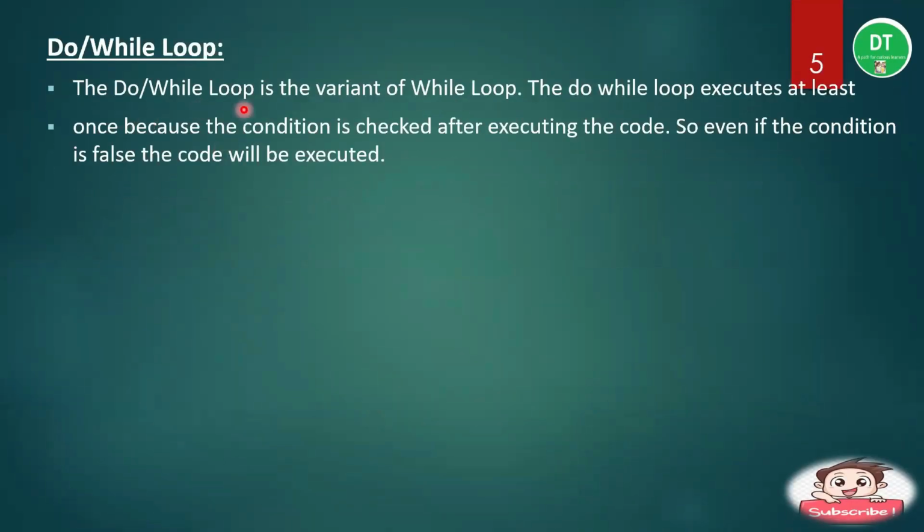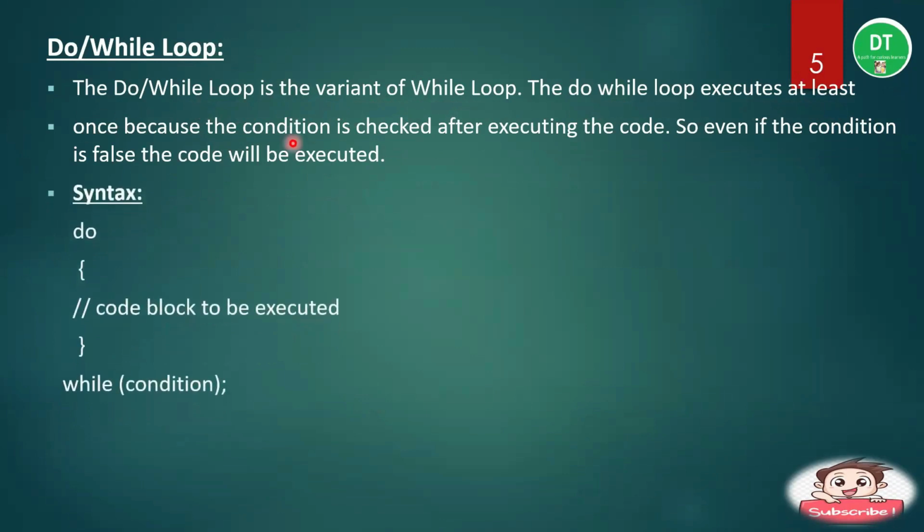Do while loop. The do while loop is a variant of the while loop. The do while loop executes at least once because the condition is checked after executing the code. So even if the condition is false, the code will be executed. In the syntax, you can see that we have do and in the braces the code of the do while loop statement. After that, while is written and the condition is written there.